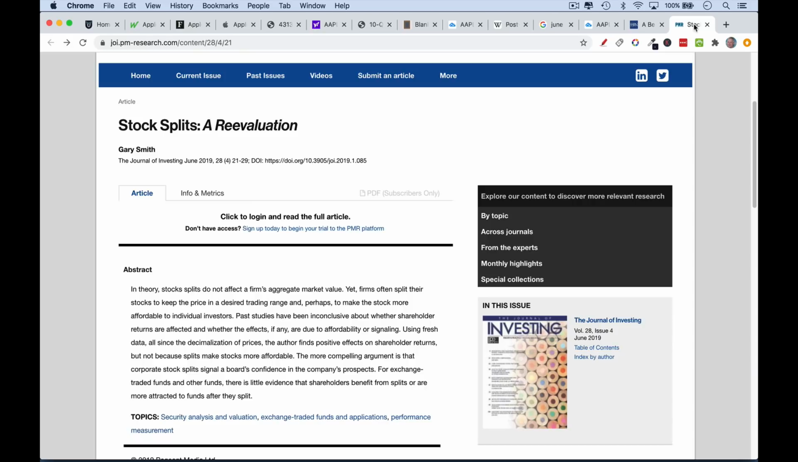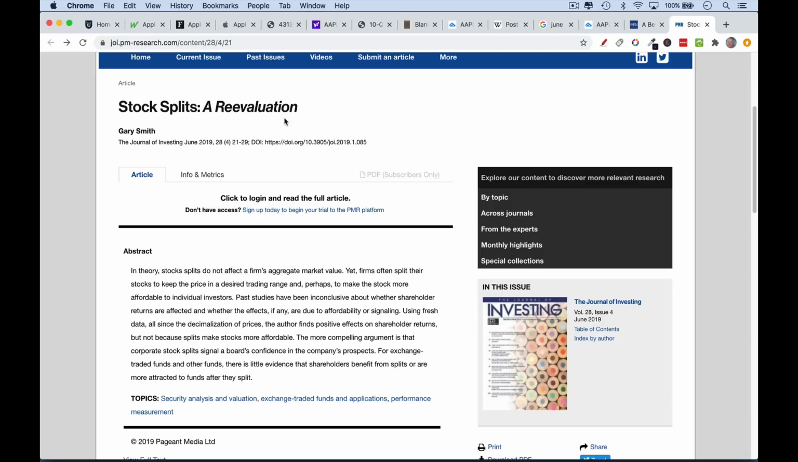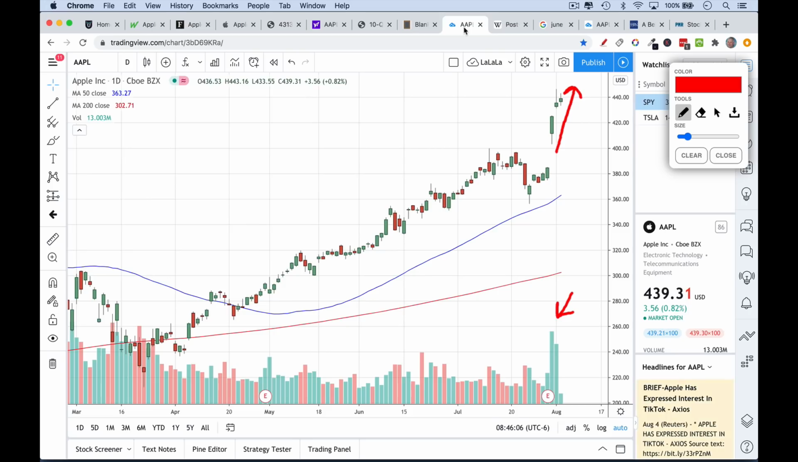You can see similar effects happening in stock markets all around the world. Here's another one from 2019, Stock Splits, a Reevaluation by Gary Smith. And the more compelling argument is that corporate stock splits, I'm quoting from the abstract, signal a board's confidence in the company's prospects. So the basic idea here is that no one knows what's going on at a company better than the management team and the board. And so if they're willing to do a stock split, it is a sign that they're quite bullish. And obviously this is how the market interpreted it. It began to immediately price in good news into the stock. And then we've had a bit of a run.